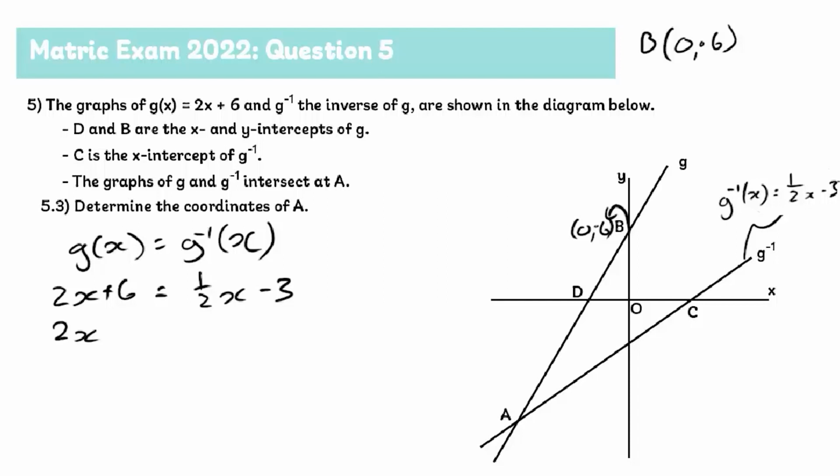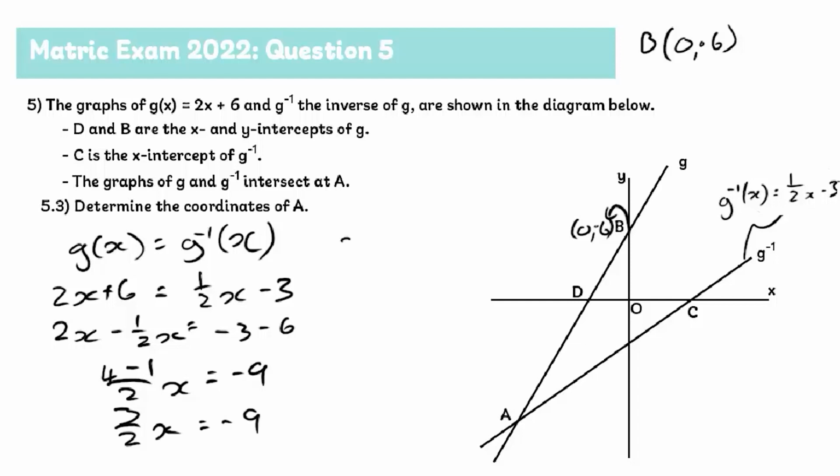So 2x − ½x equals −3 − 6. That'll equal (2 − 1/2)x, which equals −9. And that'll equal 3/2 x = −9. x equals −9 divided by 3/2. Therefore, x = −6.